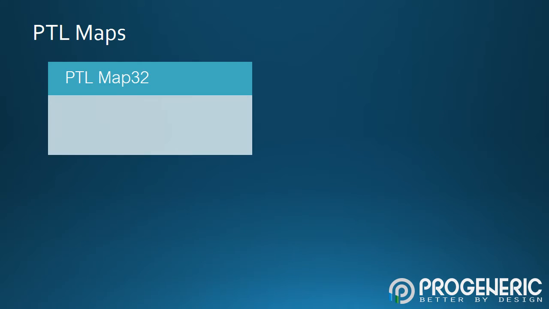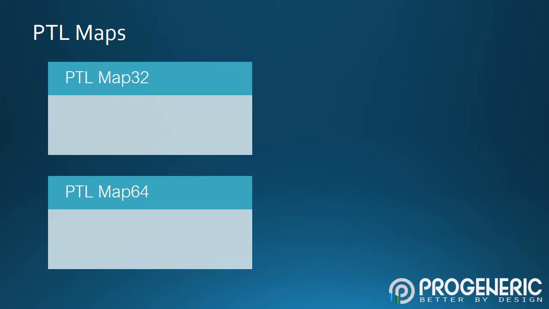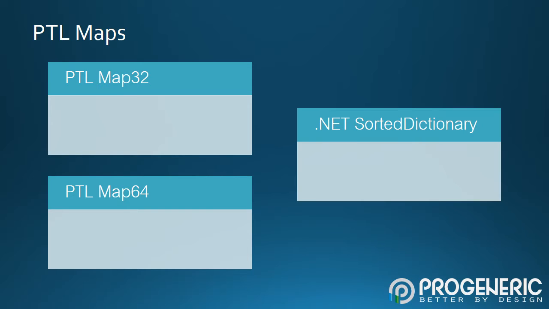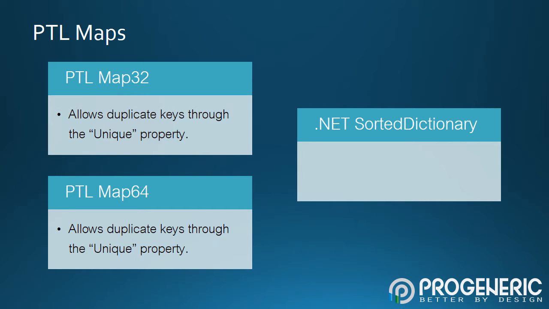PTL offers Map32 and Map64 classes that are very similar to the .NET SortedDictionary class. PTL maps differ from the .NET SortedDictionary because they have a Boolean property called unique that is set in their constructor and indicates if the map allows or disallows duplicate keys. The .NET SortedDictionary only allows elements with unique keys.